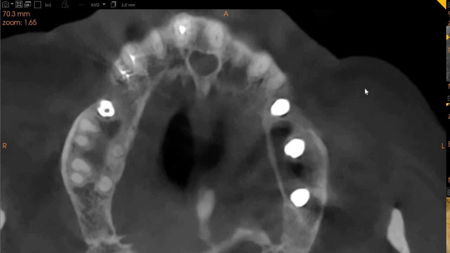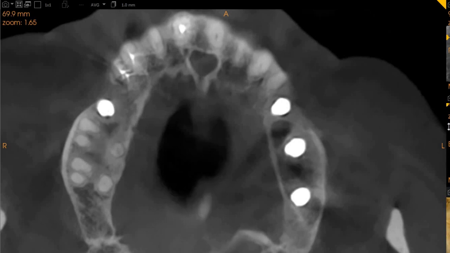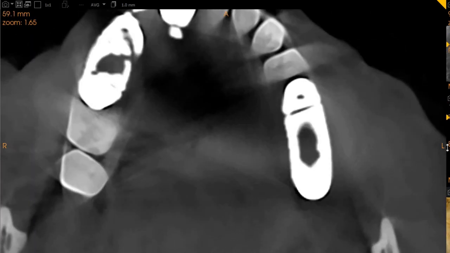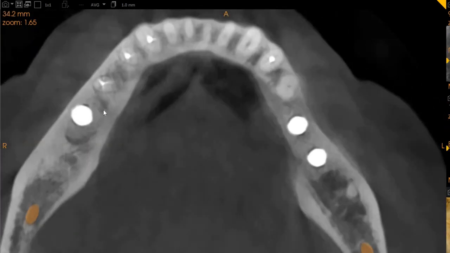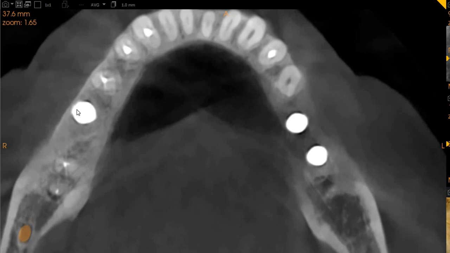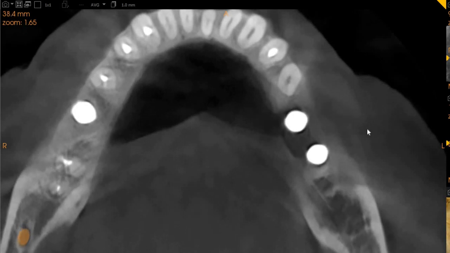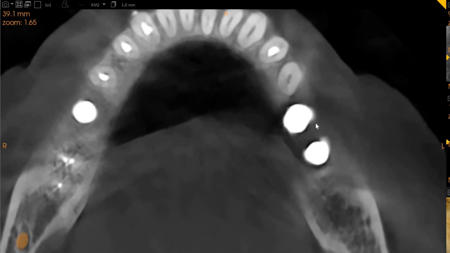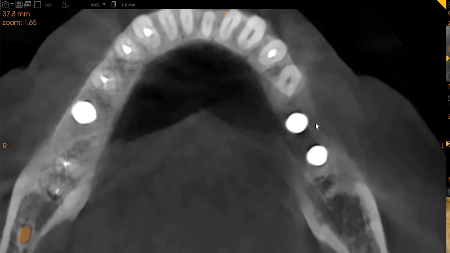These are the implants when you look at them axially, which is the top to bottom view, and these are the bottom implants when you look at the teeth from an axial point of view. There we can see that there is good bone support in the middle to inferior. This implant has good bone support around the crest, whereas these implants have slightly less bone support around the crestal region.